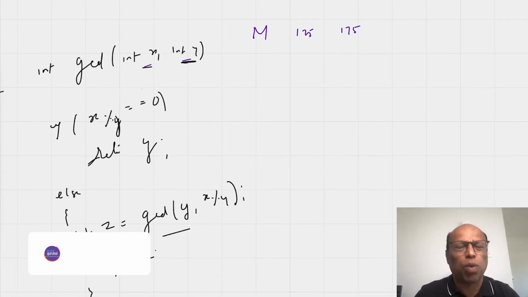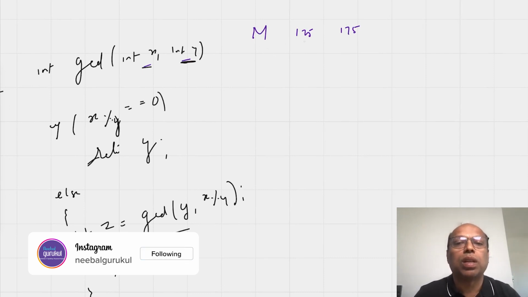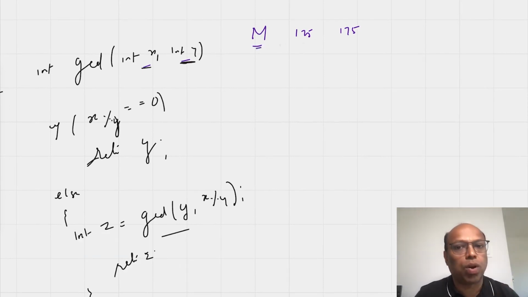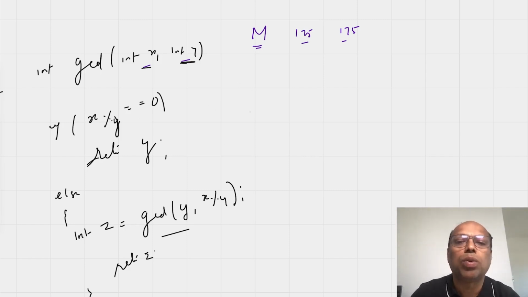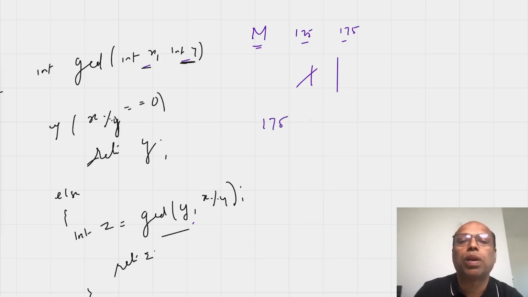Now, main is the caller, and the main function is called with this value. Now I call this function: is x mod y equal to 0? No, because 125 modulus 175 is not 0. Therefore, I need to execute two statements. The first statement is GCD of 175 and x mod y, which is 125. I called again. When I called again, 175 modulus 125 is 50. 50 is not 0, so two statements.